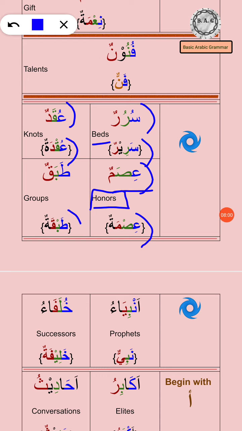All right, the next one is tabqatun, a group, and its jama mukassir is on the pattern of fa'alun, therefore it is groups or tabaqun.